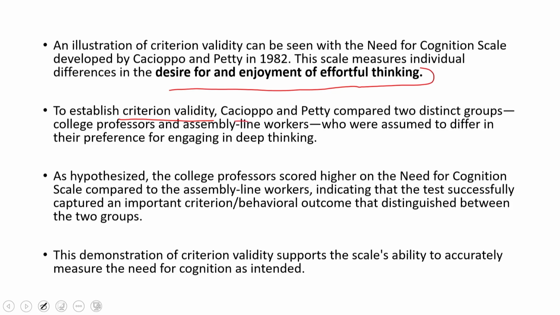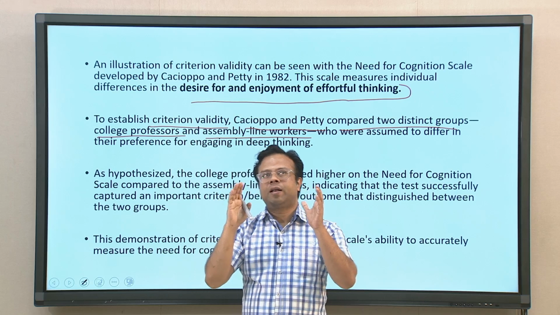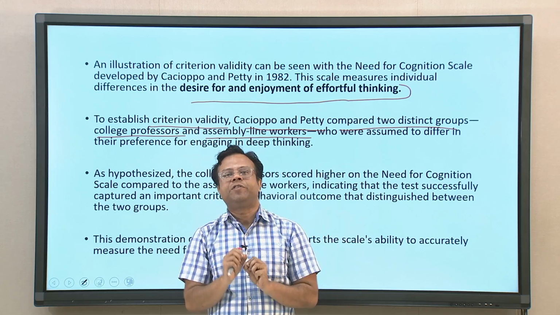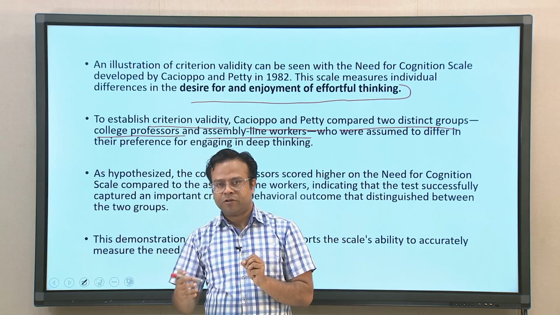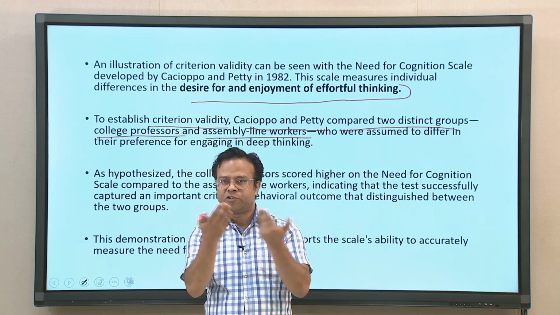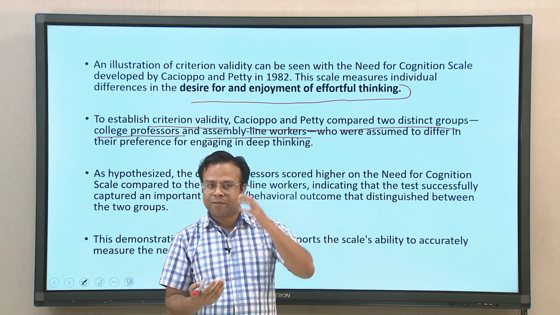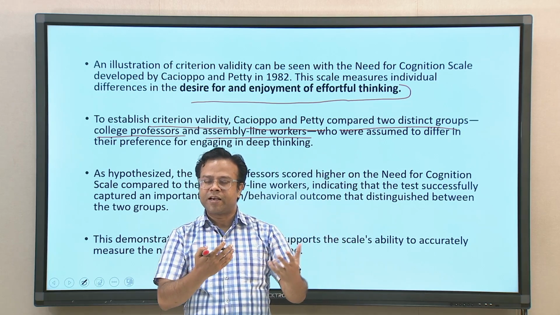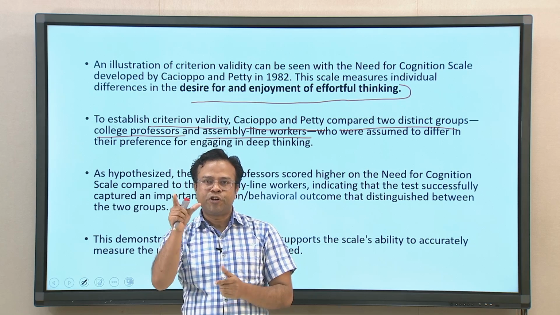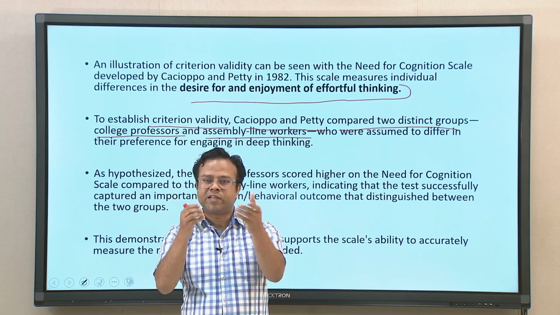So, these researchers, Cacioppo and Petty, compared two distinct groups of people. One group is college professors and another is assembly line workers. So, there is a natural understanding that these two groups of individuals will have different need for cognition. If you see the profession, let us say college professor, their whole profession is thinking oriented, they need to think and analyze. So, the need for cognition will be higher in this group as compared to assembly line workers.